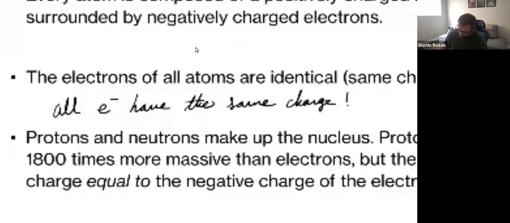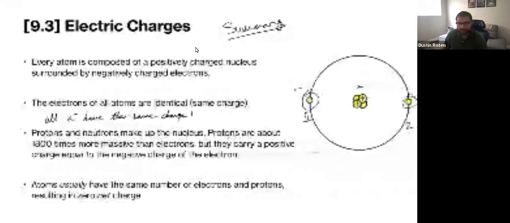So they all share the same value. They're all equally charged. Protons and neutrons make a nucleus. Protons are way more massive than electrons. And you can kind of see that in this image. You can see they are larger than the electrons. Protons are huge. Electrons are actually tiny.